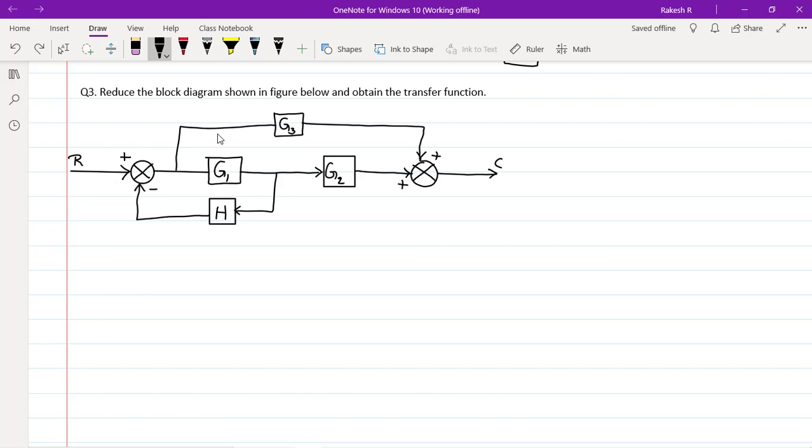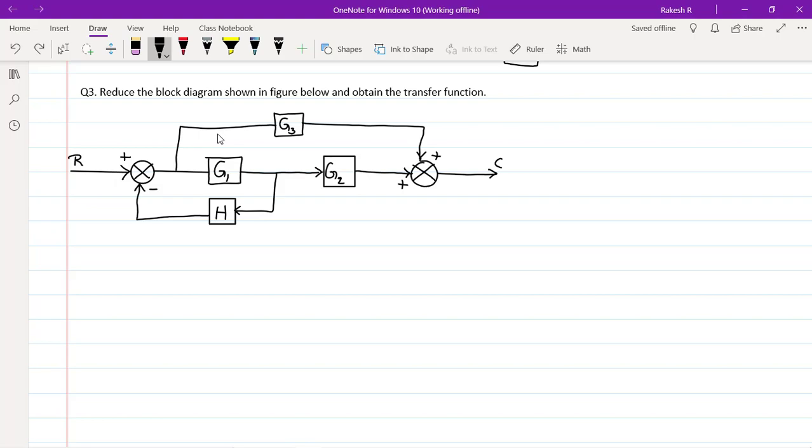Right. Then next, the third step, where we need to check whether we have any simple feedback loop or minor feedback loop here. R is the input, G1, and it comes through H and goes back to the same original point, this block. You cannot take this as a feedback loop. Why? Because we have one more takeoff point here. So all 3 steps do not hold good here.